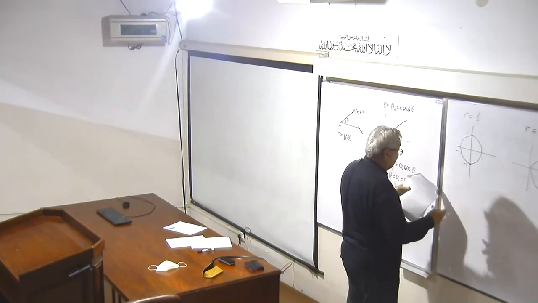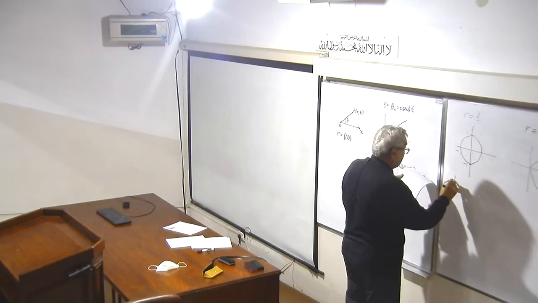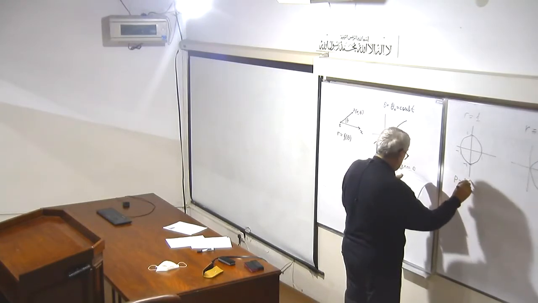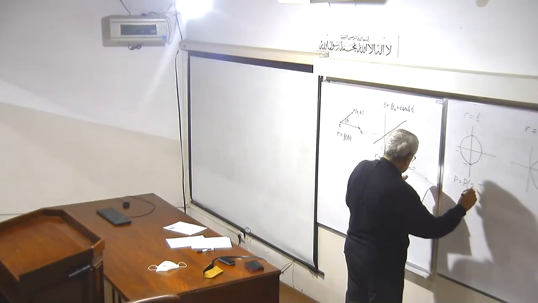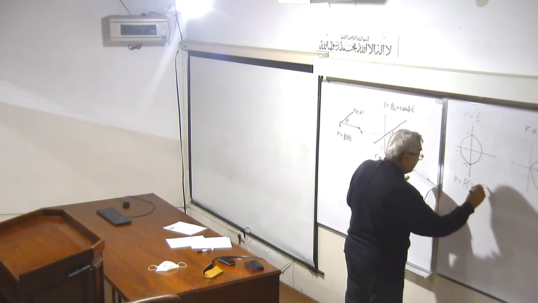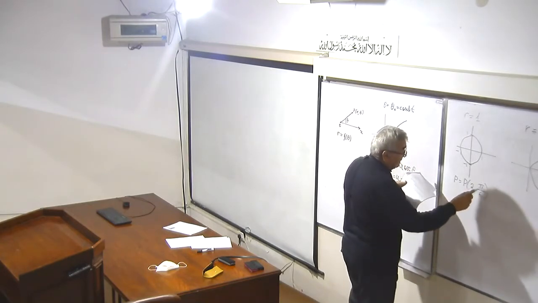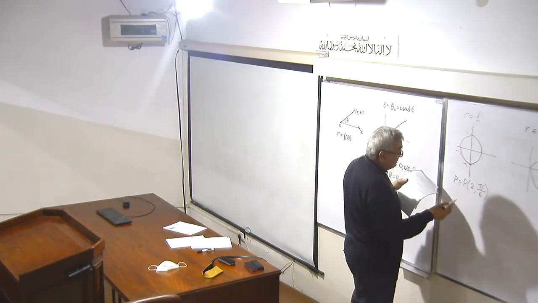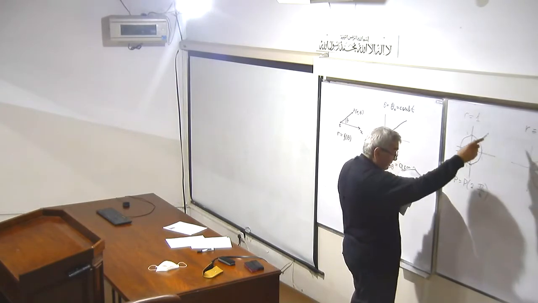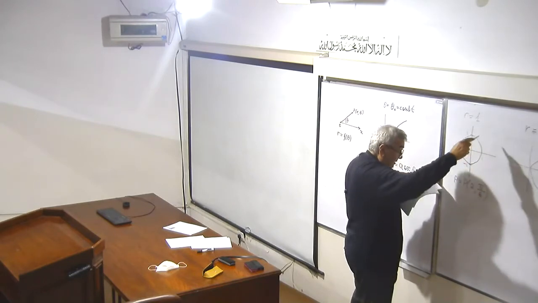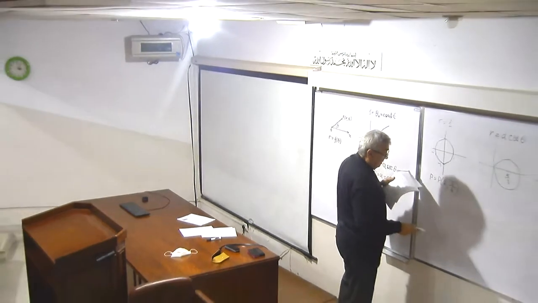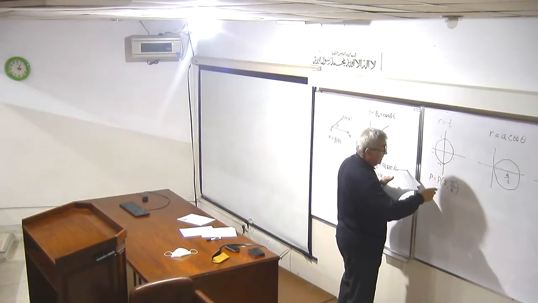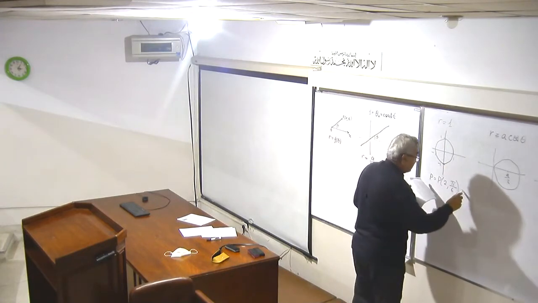That means I will take the point P with the following coordinates: r equal to 2, angle equal to pi by 6. That means if you add 2 pi to the angle, it will be the same point, because it will be full rotations about the origin.